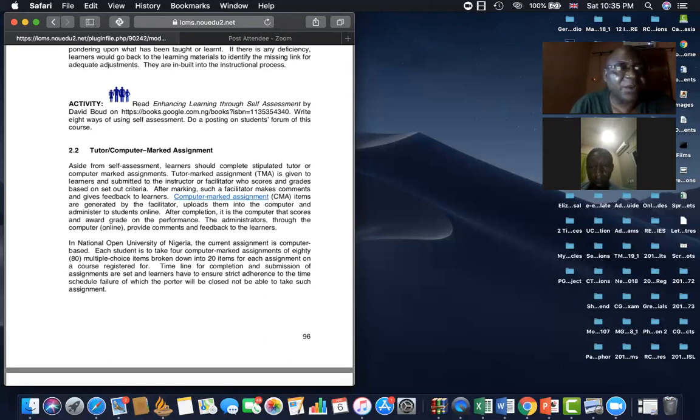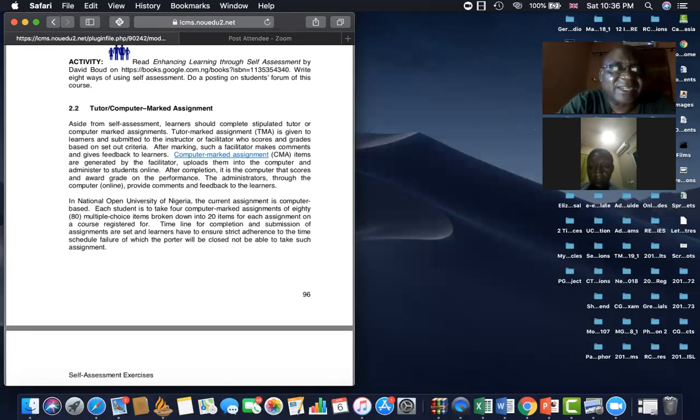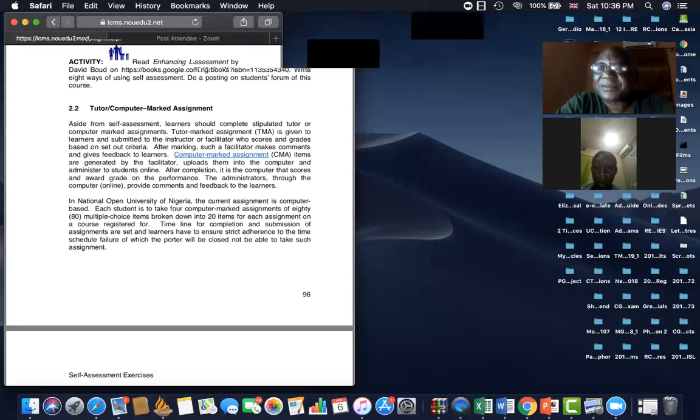Now, what we have done is, when this material was written, we really need to still edit it in preparation for next semester. As at the time we were writing this material, each student was expected to write 4 tutor marked assessments of 20 questions each, not 10. Wow. Then we pick the best 3 for the student and reduce it to 10 marks each.